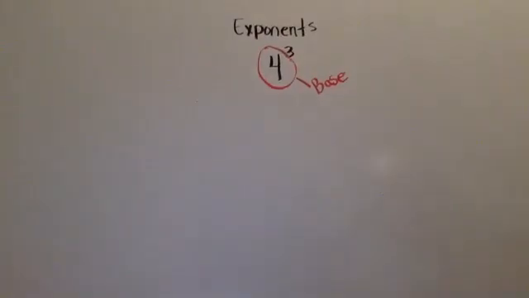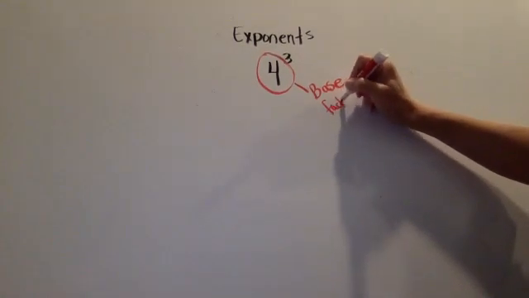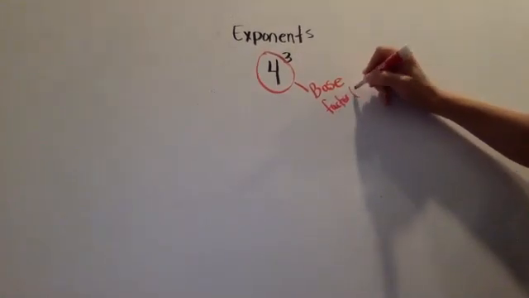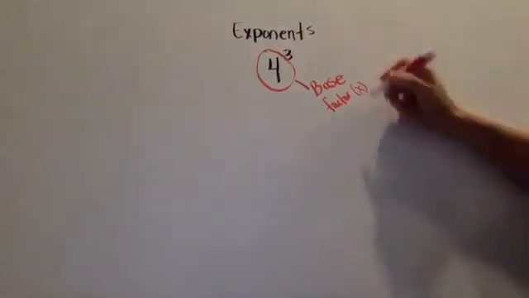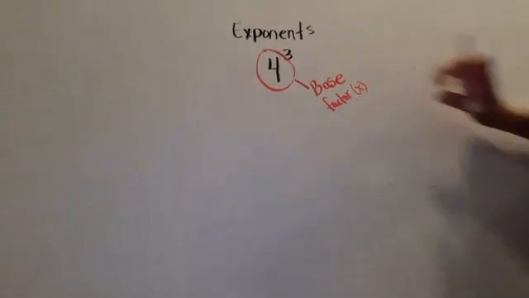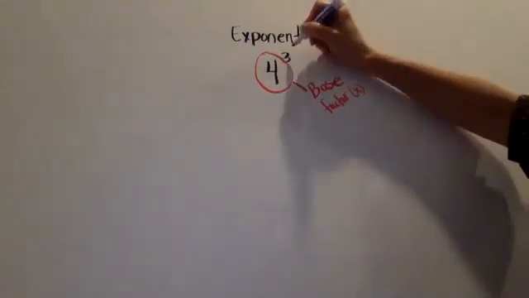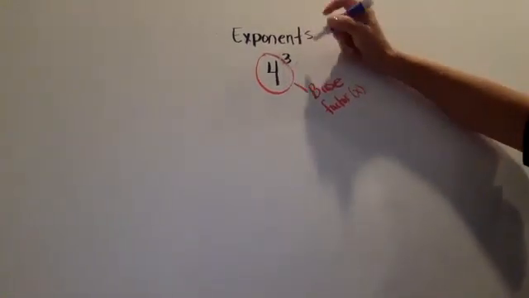We call that the base, and the base is a factor. Whenever we're talking about factors in math, we're thinking multiply. It's a factor that we're going to multiply again and again. Now that 3 is written, and we call this, it's written in superscript.